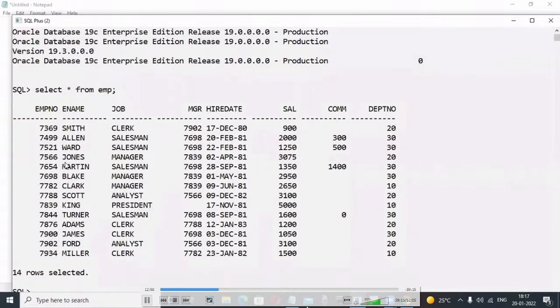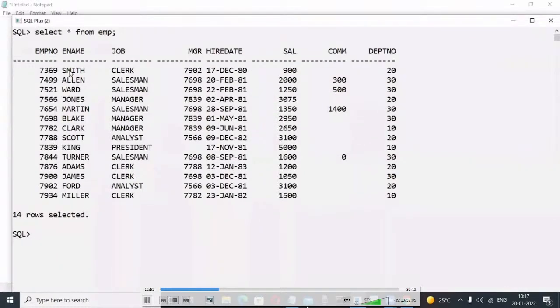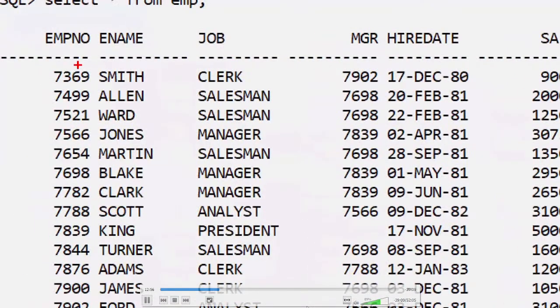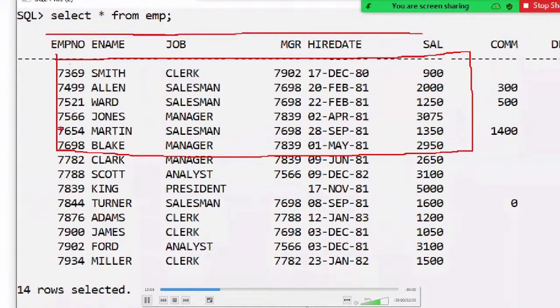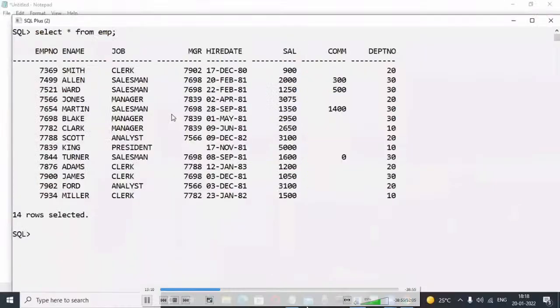For example, in this database, a structured collection of data is there, or not? Yes, they are storing the data in an organized fashion. Observe here, you will also store data like this in the future. Organized fashion means a table: here these are columns, here these are rows. They are storing the data in an organized manner.